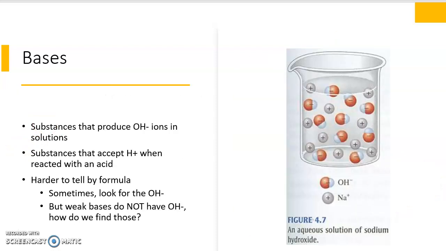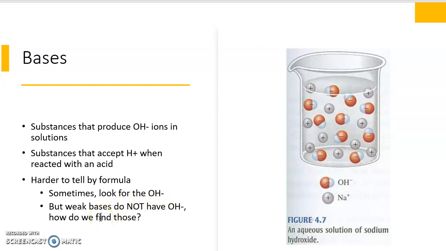Bases are substances that produce hydroxide ions in solution, and by definition, they are the ones that accept hydrogen ions when reacted with an acid. The formula is a little bit harder to tell because there's a difference between strong and weak bases. The strong ones are going to be easy. You're going to look for the hydroxide ion in the formula, but the weak bases don't have it. So how do we find those?